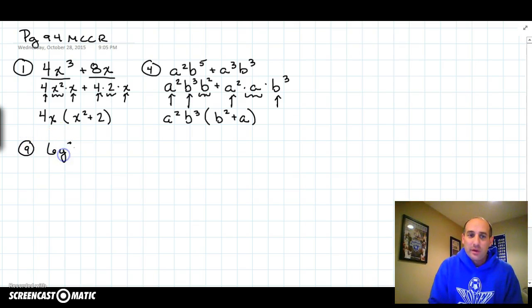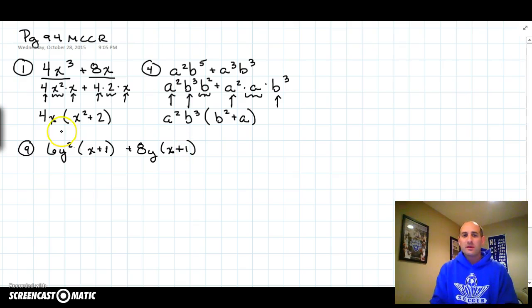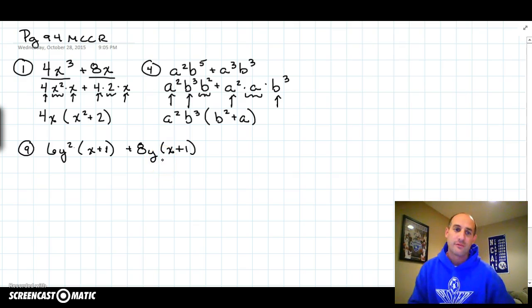So we've got 6y squared. And then x plus 1 is in parentheses already. That's not going to hurt. X plus 1 is still representing a number. And if I see an x plus 1 there, and after this 8y, another x plus 1, just like on number 1, when I had a 4 that would go into 4 and 8, I've got an x plus 1 that's going to go into this first term and this second term. So I know x plus 1 is going to be a common factor, a part of my greatest common factor.